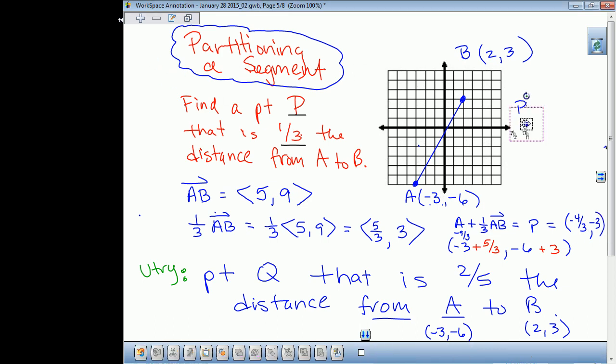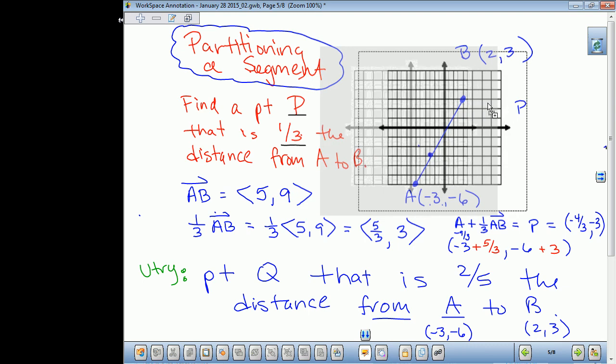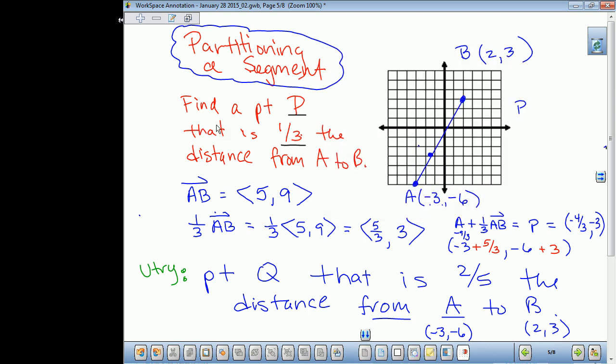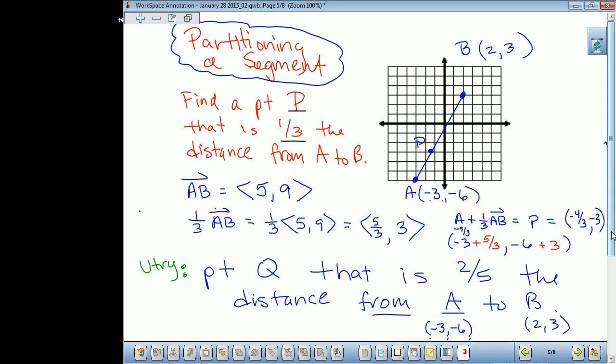So let's see if I put this at -3. Here we go. -3. Undo. Okay, so it's kind of looking close. There we go. Does that look like it's divided that? Is that 1/3 of that total distance? Yeah. It's 1/3 of the total distance.